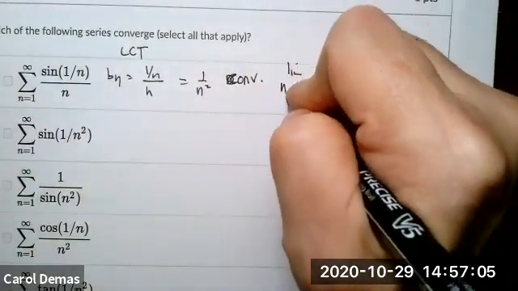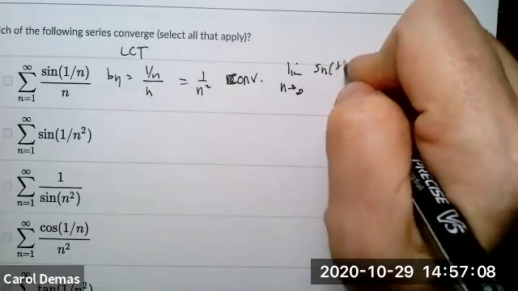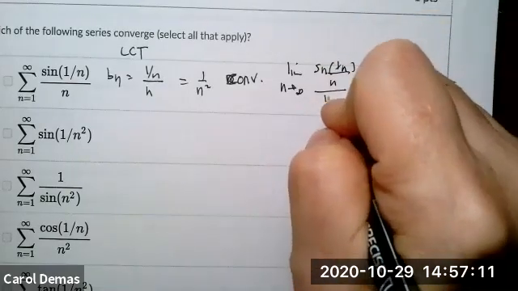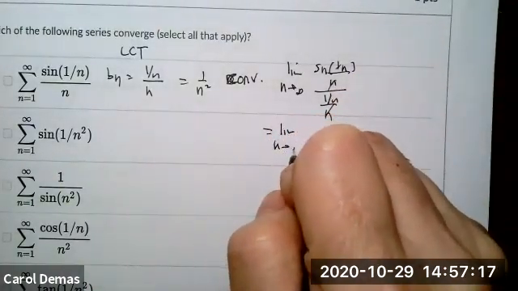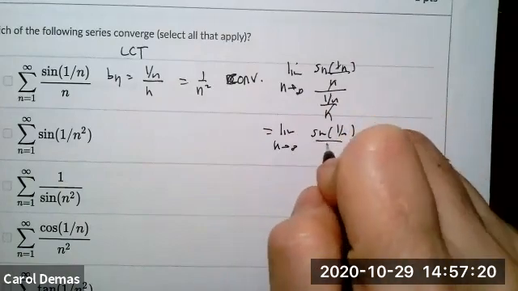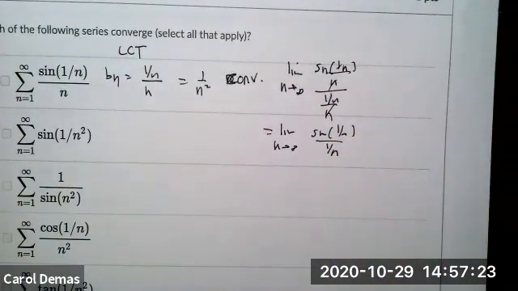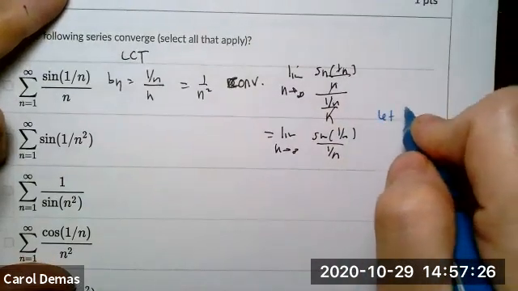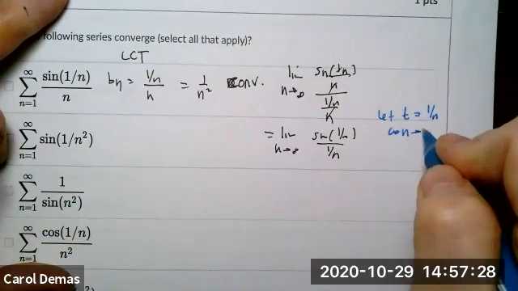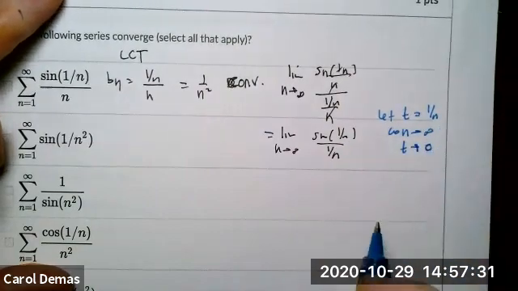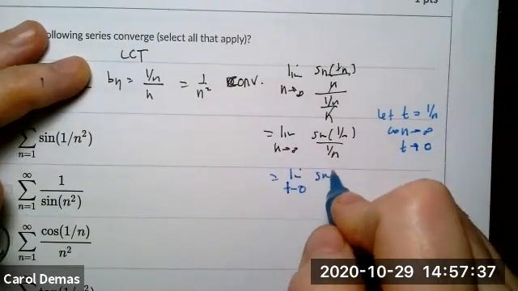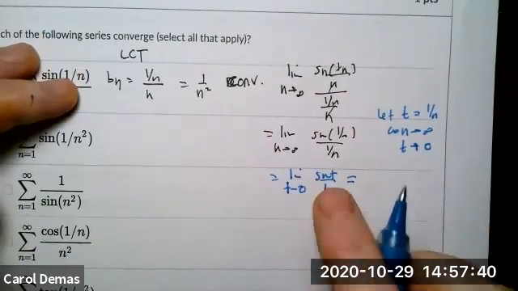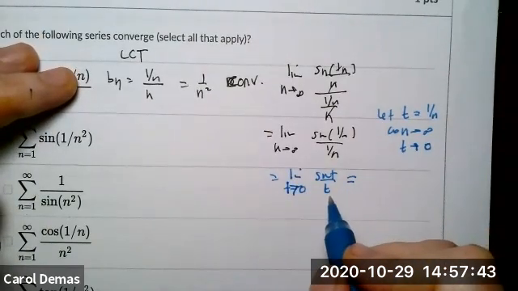So we'll do the limit as n goes to infinity, sine of 1 over n over 1 over n, and the n's will cancel. So we'll have the sine of 1 over n over 1 over n. Okay, and here's where I make a variable substitution. Let t be 1 over n. As n goes to infinity, t is going to 0. So we'll have the limit as t goes to 0 of sine t over t. Do you remember what that limit is? 1. Okay, which is finite.